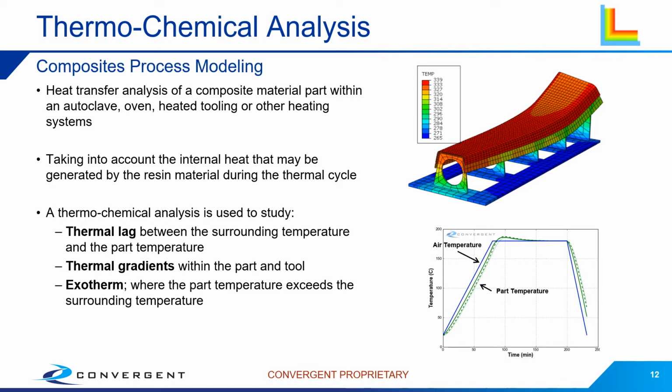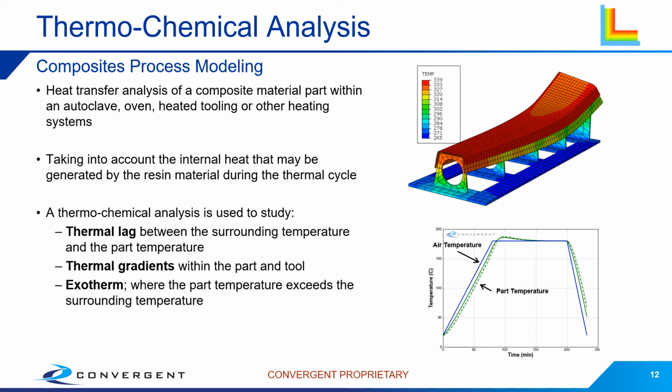So thermochemical analysis is the base analysis type. This studies heat transfer in the part, so any effects due to heat transfer coefficients due to your curing environment, whether that's an autoclave or an oven or heated tooling. Thermal effects of your tool, any exotherm due to your resin.